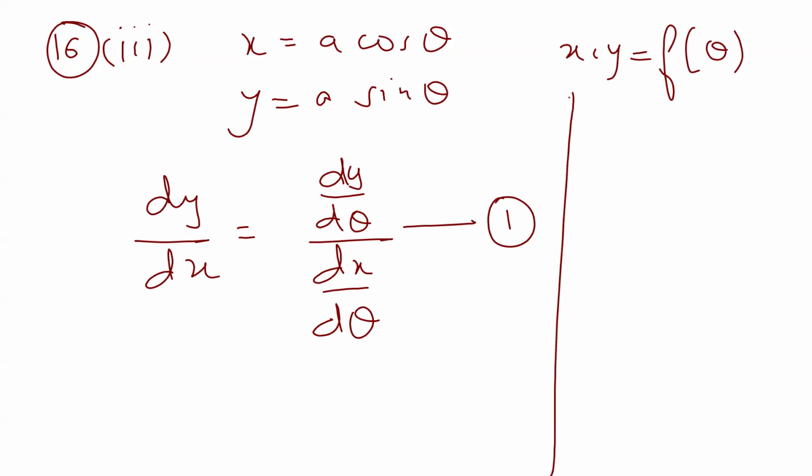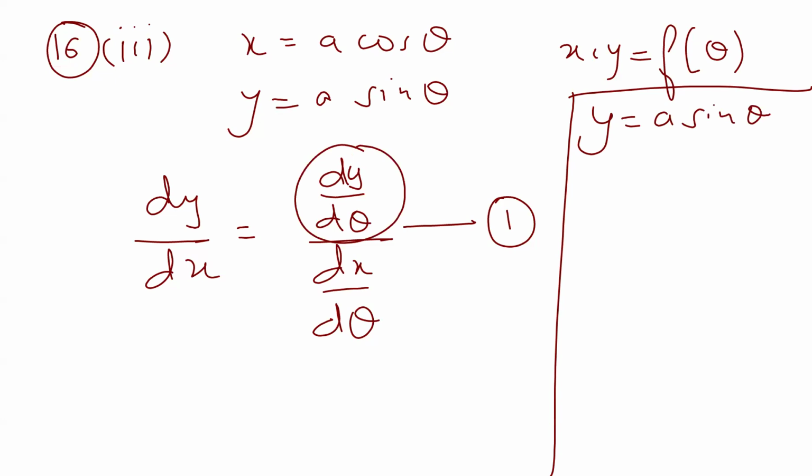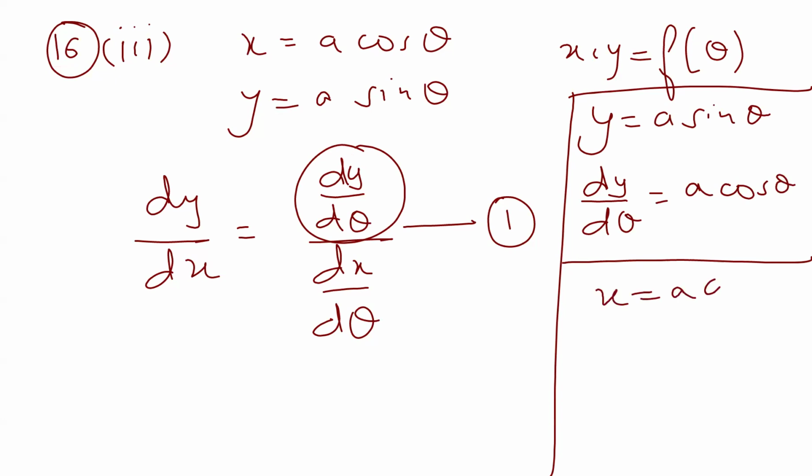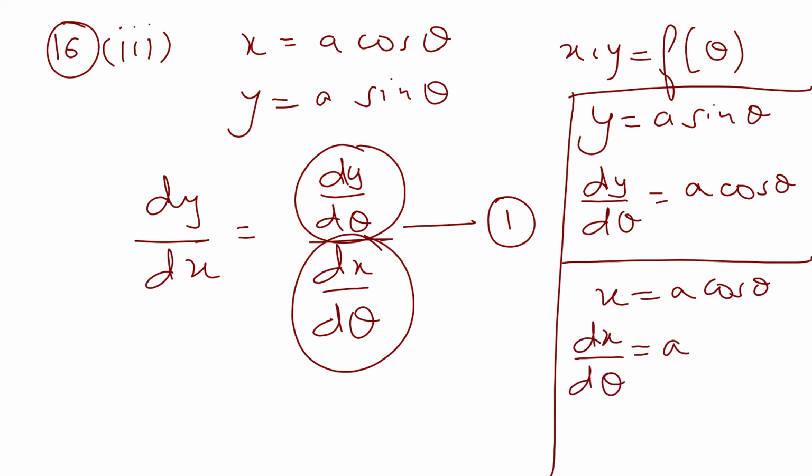Now start with y. y is equal to a sin theta. We require dy by d theta. So differentiate with respect to theta on both the sides. So dy by d theta is equal to a cos theta. Okay. x is equal to a cos theta. We require dx by d theta. So differentiate with respect to theta on both the sides. So this will be minus a sin theta.